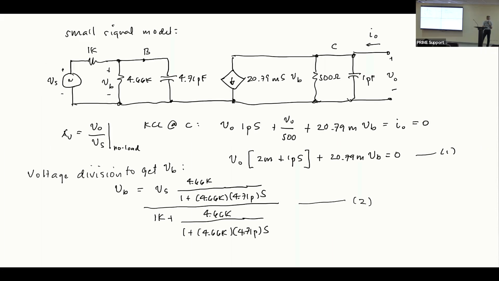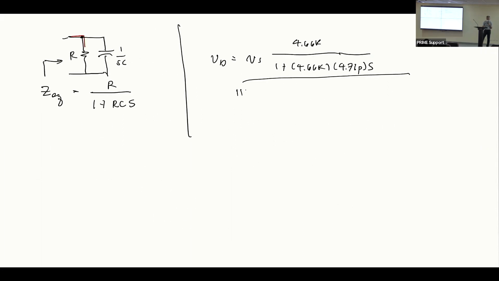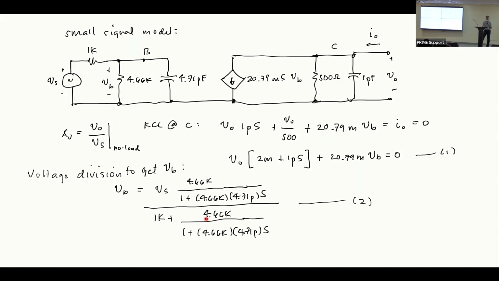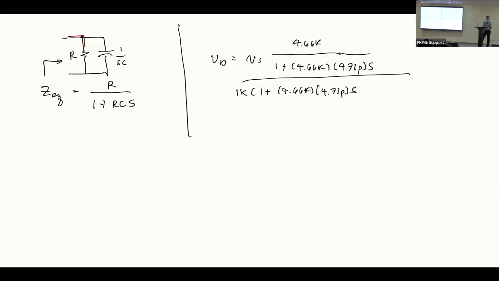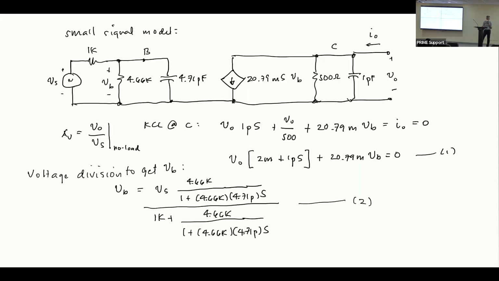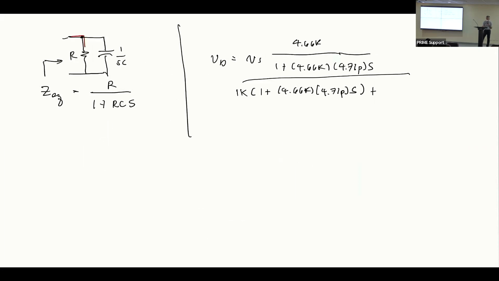So I have 1K. I multiply that by 1 plus 4.66K 4.71p S. So this I cross multiply now. Okay. Plus this one, 4.66K. Now all over 1 plus 4.66K 4.71p S. And notice now I can cancel this too.